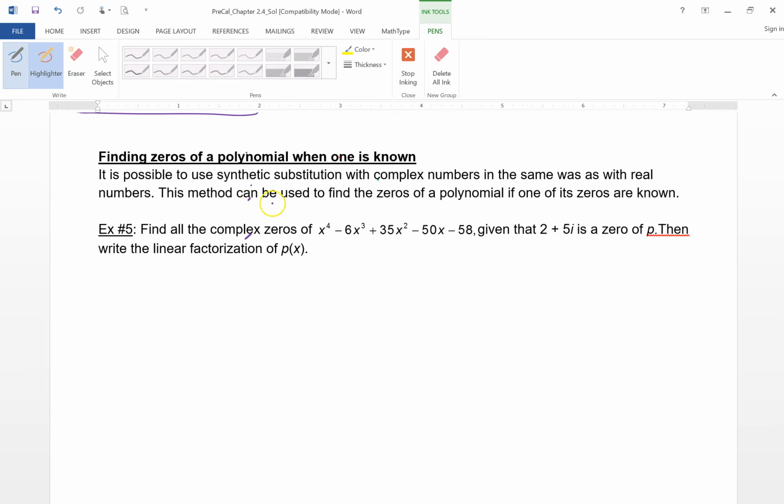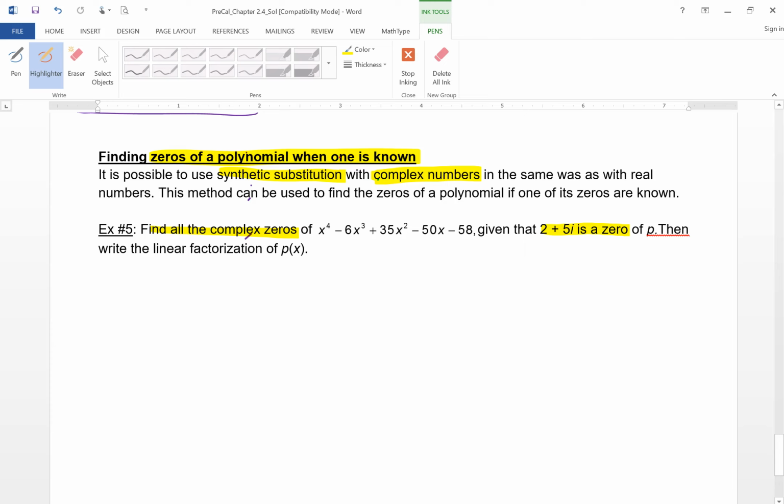Okay. So, one last problem. You can find the zeros of a polynomial when one of them is known. Okay? It is possible to use synthetic substitution with complex numbers in the same way as with real numbers. All right, so here we want to find all the complex zeros given that 2 plus 5i is a zero. So now I'm given an imaginary zero. How do I find the rest?